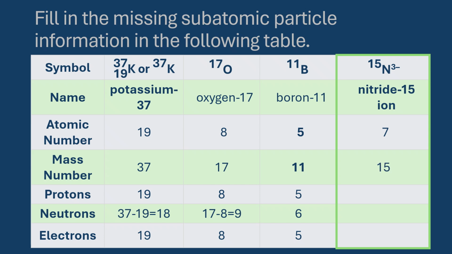The mass number here is 15, again given in the name. There are 7 protons in every nucleus associated with nitrogen. There are 8 neutrons in this particular case because 15 minus 7, or the mass number minus the atomic number here, would give me 8. And there are 10 electrons because in a neutral atom of nitrogen, I would have 7 electrons. But nitrogen gains 3, so it can move 3 over to its noble gas. 7 plus 3 will give me 10 electrons.